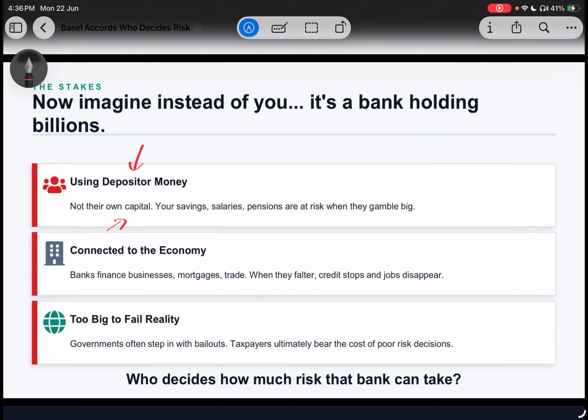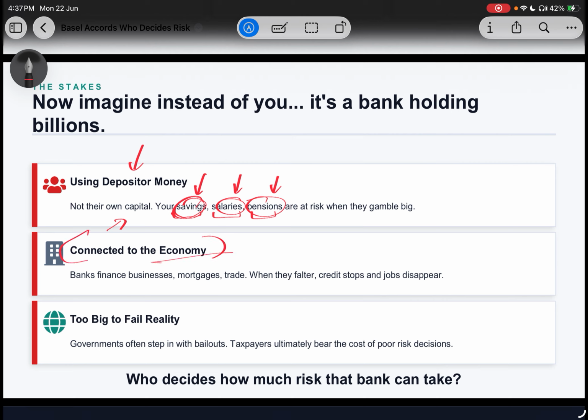That deposit money is ultimately your savings, your salaries, and your pension. So basically, your past, your present, and your future. Everything at risk all at once. Let's say your bank is gambling 100% capital on a casino. Would you sleep at night? Everything that you work for, your past, your future, everything online, right?